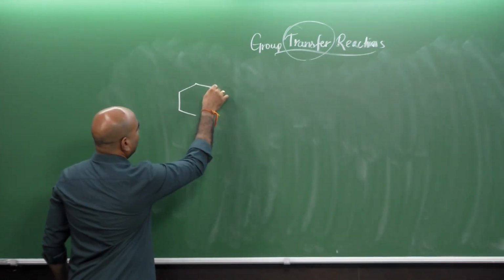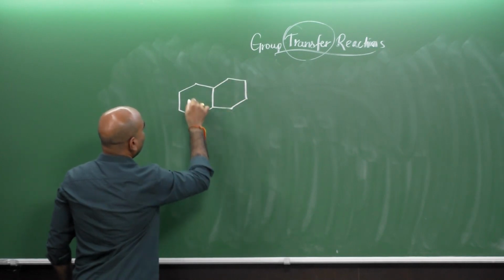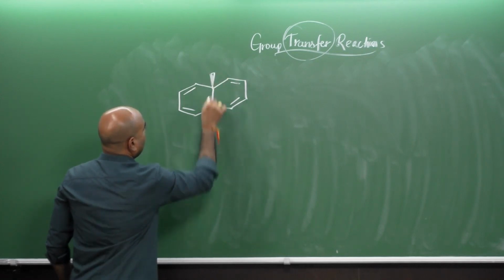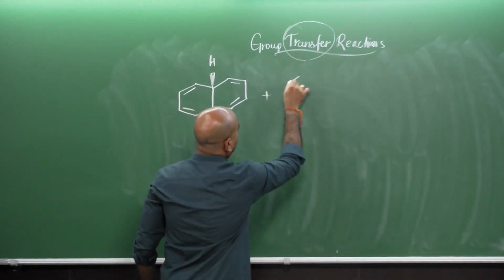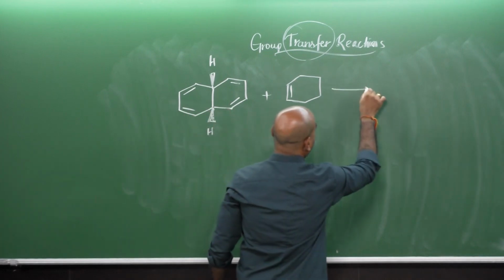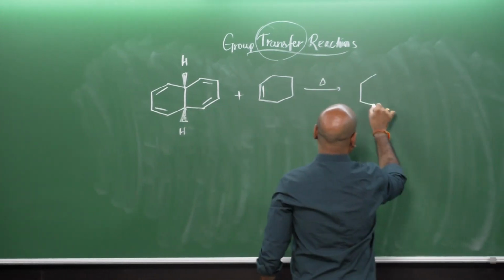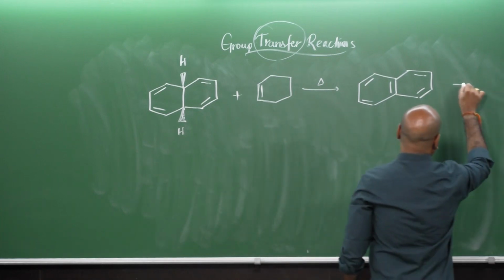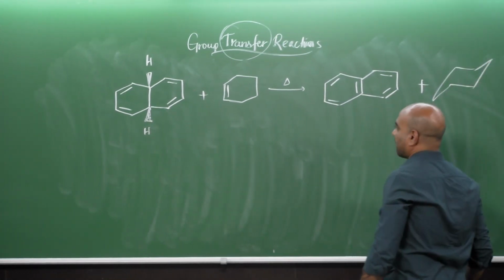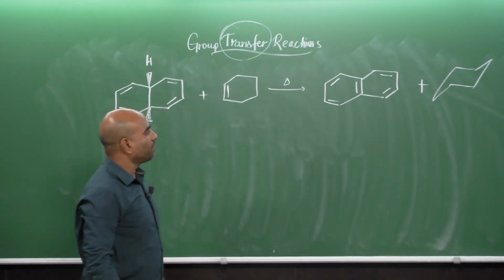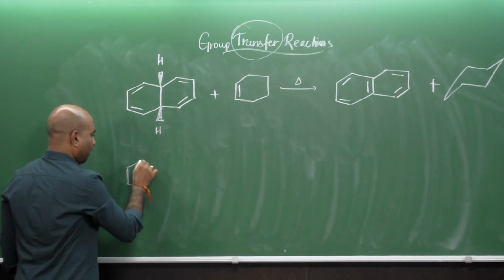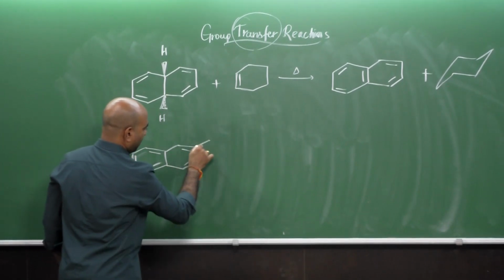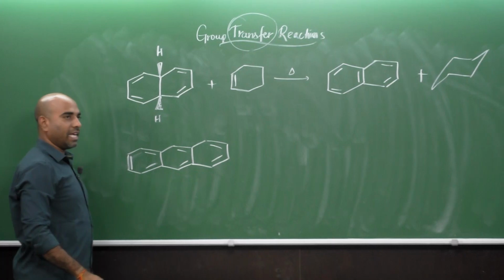So if you have dihydronaphthalene, hydrogen here and cyclohexene. So what happens is it easily converts into naphthalene plus you will get the cyclohexane molecule. Okay. And if you have this anthracene, so this is the anthracene.